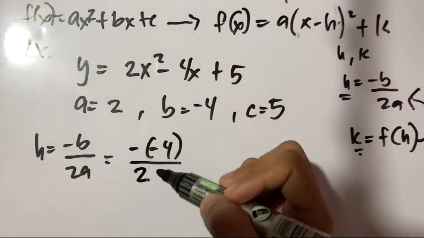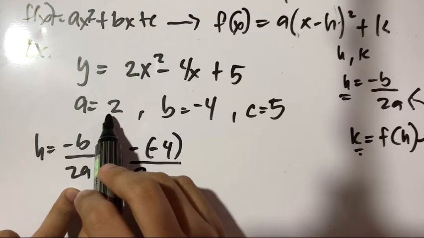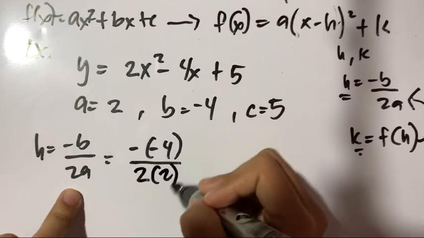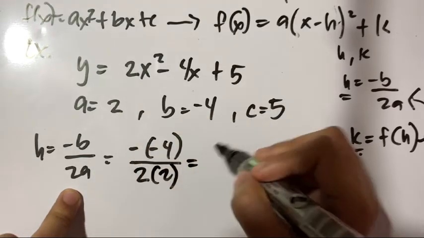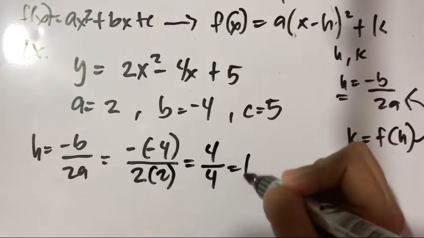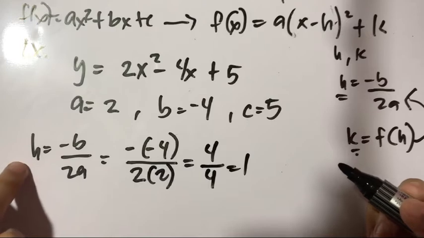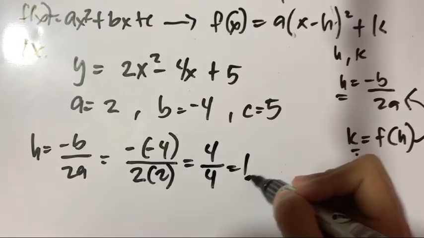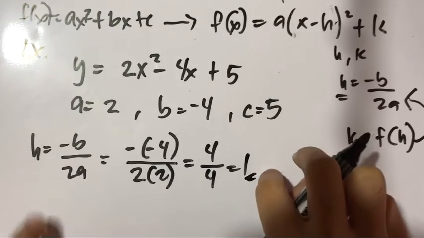So we have here 2 times the value of our a, that's 2 still. So we have here negative 4 times negative, that's positive, over 4, we get 1. So the value of our h is 1. Now we already have the value of our h.